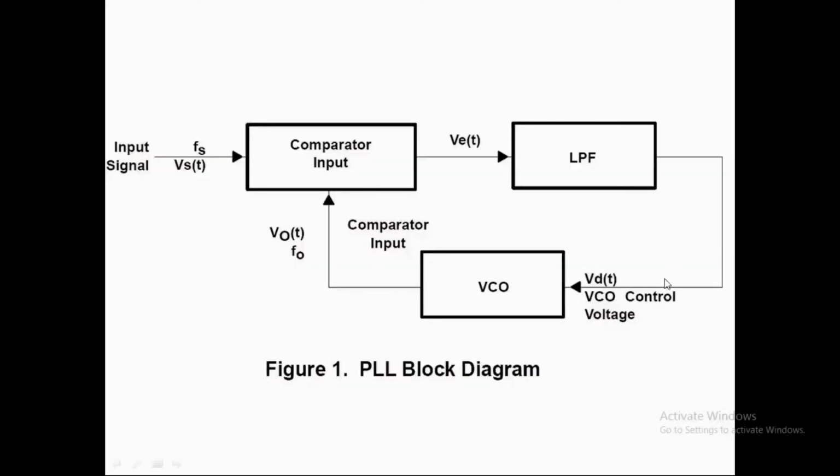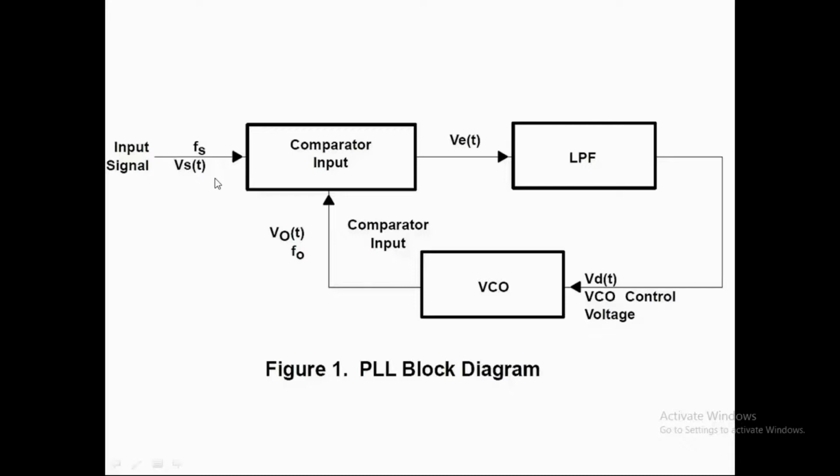This is a PLL system basic block diagram. It comprises a comparator, a low-pass filter and a voltage controlled oscillator, which are connected in a closed loop frequency feedback configuration. When there is no input signal to the PLL system, the error voltage at the comparator output is 0, and also the output of the low-pass filter is 0, which causes the VCO to operate at center frequency F0.